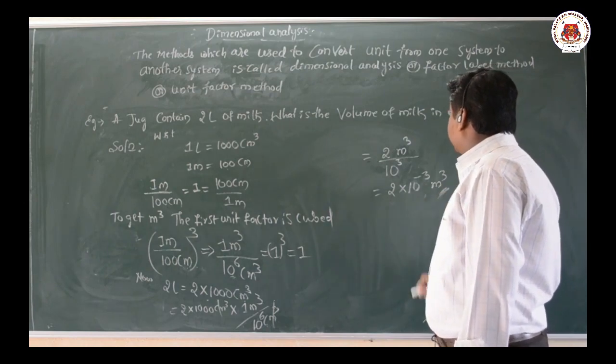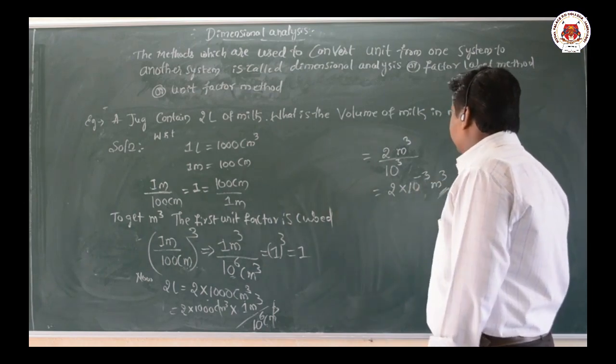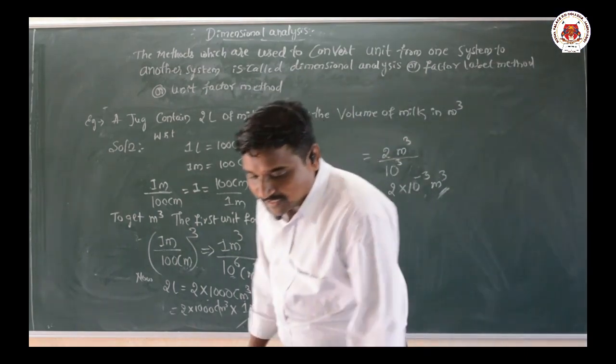The value of this one is what here? 2 into 10 to the power of -3 meter cube. So this is another example.